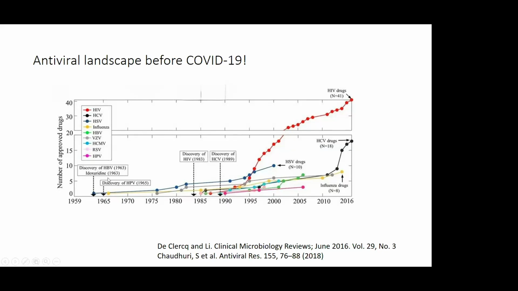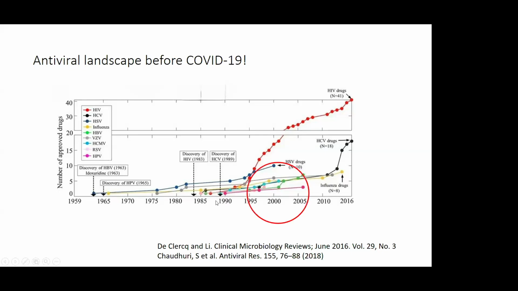The graph also showed the date when the first antiviral was approved, 1963: idoxuridine for herpes. The same year is when hepatitis B was discovered. Human papillomavirus was discovered 2 years later, and then, of course, in 83, HIV, and in 89, hepatitis C. These are the viruses to which we have got approved antivirals. The other 4 or 5 viruses were known prior to 1963.